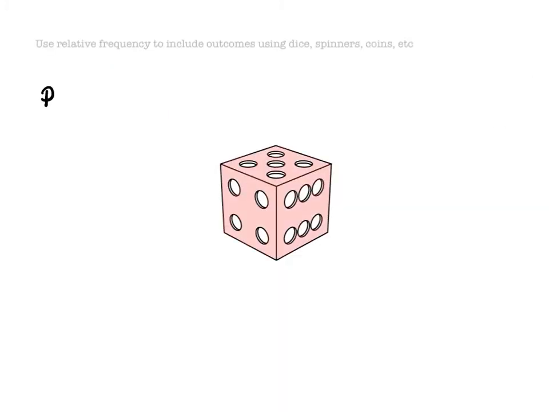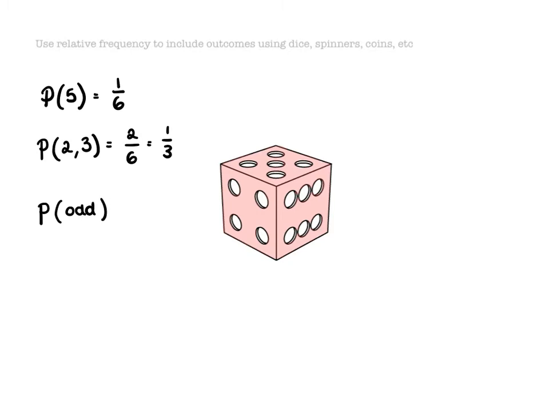As well as spinners and cards, they tend to use dice quite a lot in probability questions. So here we've got the probability of 5. Obviously there's only 1 5 on a dice, the probability is 1 over 6. They might also ask the probability of getting 2 different numbers, so probability of getting 2 or 3, there's obviously 1 2 and 1 3, so that's 2 out of a total of 6 numbers, and you can also simplify. Sometimes they ask you for the probability of, say, odd, even, prime, so you need to know your number facts as well.